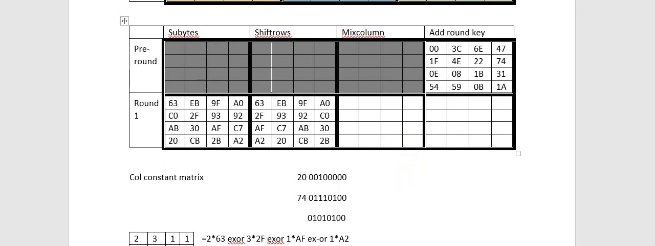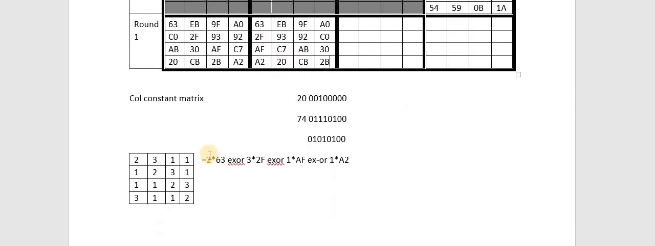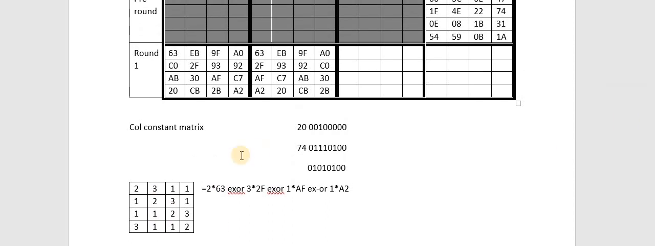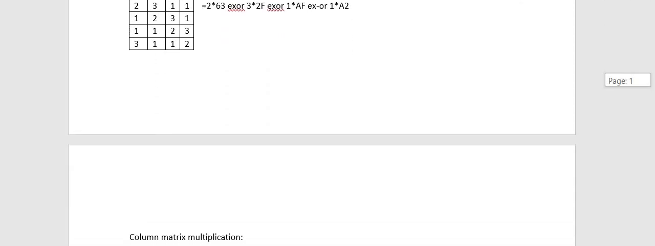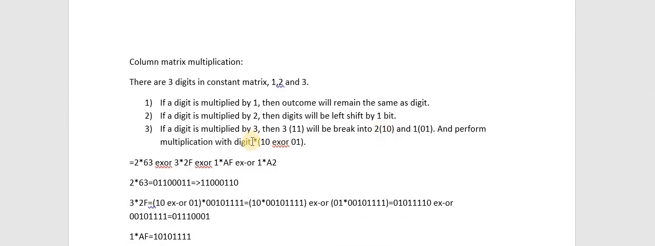AES algorithm. So my state is this one, after shift rows the state is this one, and my constant column matrix is this one. But there are some rules in order to perform the multiplication, because the digits are 1, 2 and 3, which means we have to multiply the digits of the state with 1, 2 or 3. So how can we perform the multiplication? There is a specific procedure. In order to perform this multiplication, there are certain things that I have to explain.